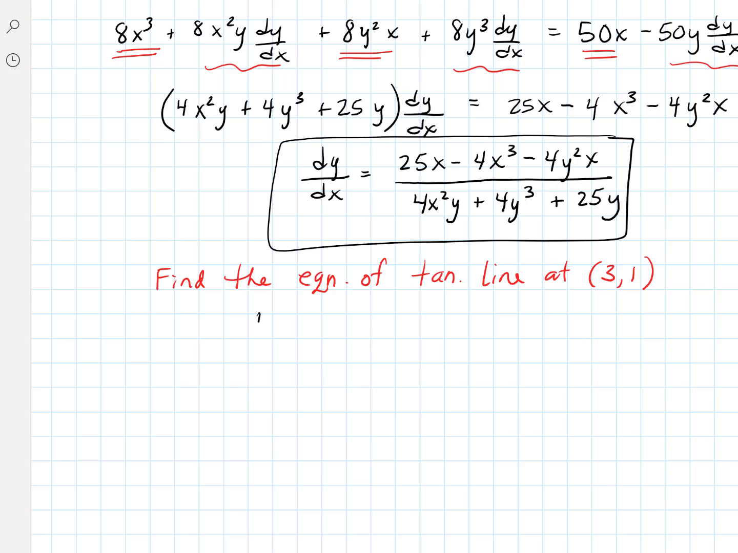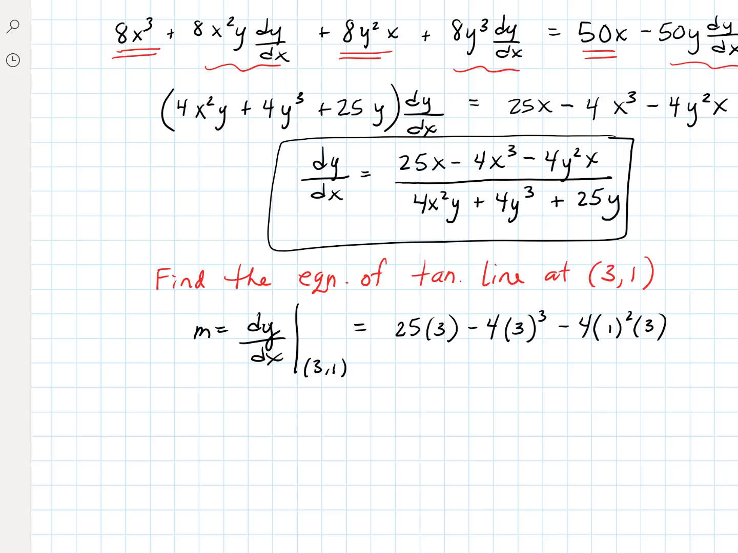And so we're just going to plug this in. So the slope of the tangent line, dy/dx, evaluated at (3, 1), is going to be 25 times 3 minus 4 times 3 cubed minus 4 times 1 squared times 3, over 4 times 3 squared times 1 plus 4 times 1 cubed plus 25 times 1.